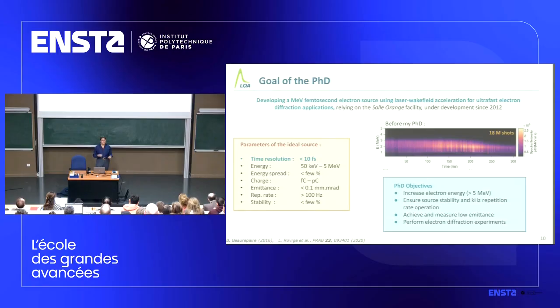So when I arrived, the objectives of my PhD were first of all to increase the energy of the accelerator, while still keeping the stability of the accelerator and the kilohertz repetition rate operation. And also, once this was achieved, another objective was to achieve a low emittance beam and measure this low emittance, and then to perform some electron diffraction experiments on the Saint-Laurent accelerator.